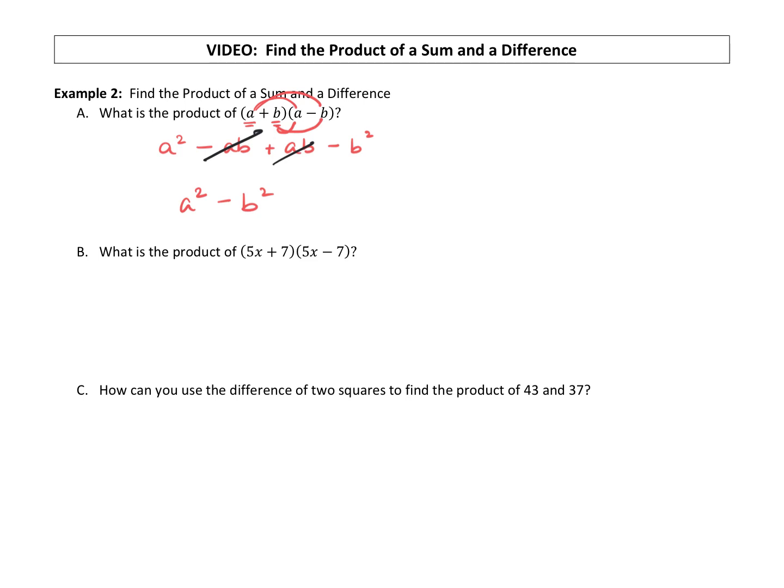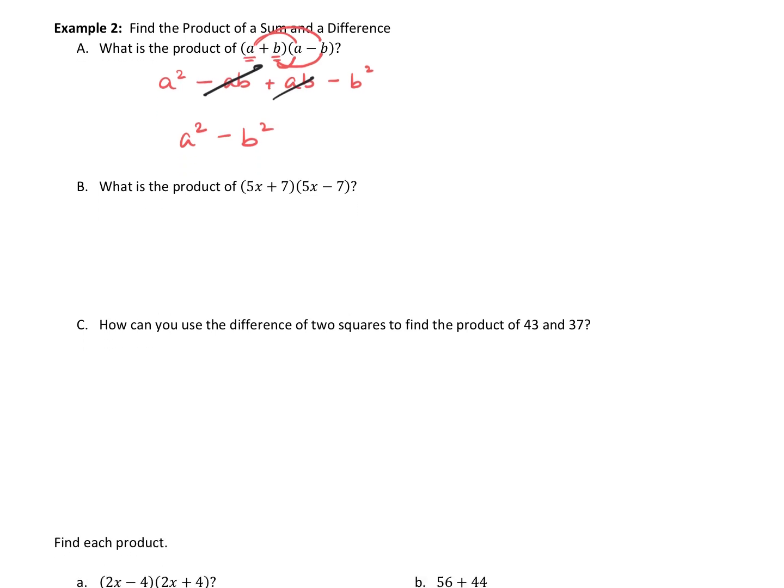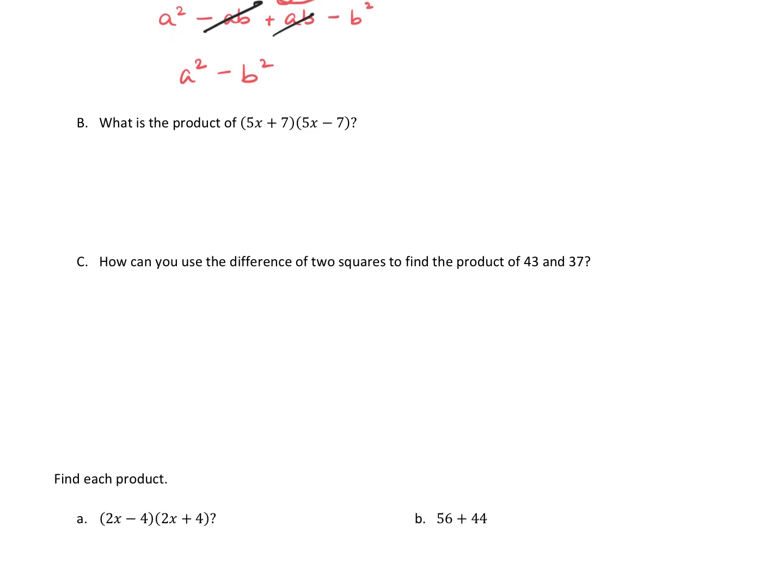So if you are multiplying binomials and you have a sum and a difference of the same terms, it's going to work out this way every single time. So you can just square the first term minus the square of the second term. All right, so here's what this is going to look like with some values thrown in for those terms.